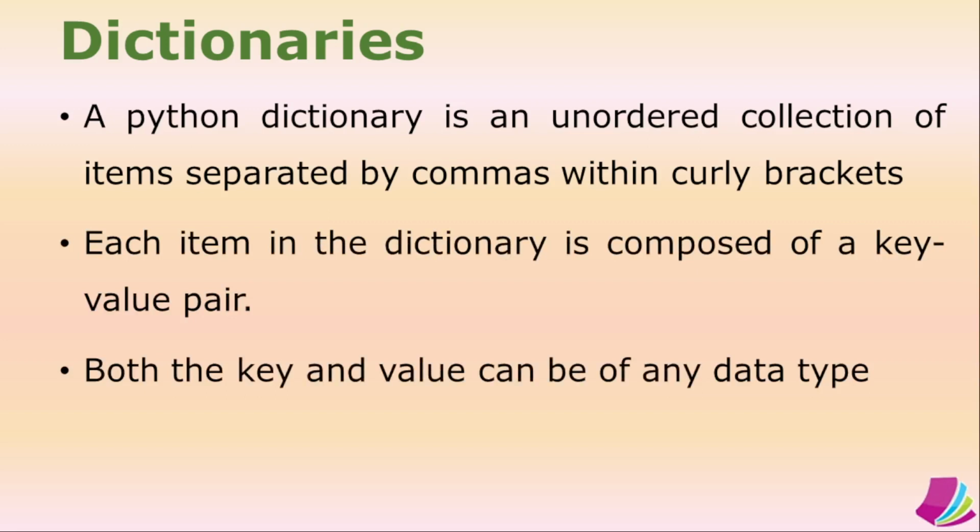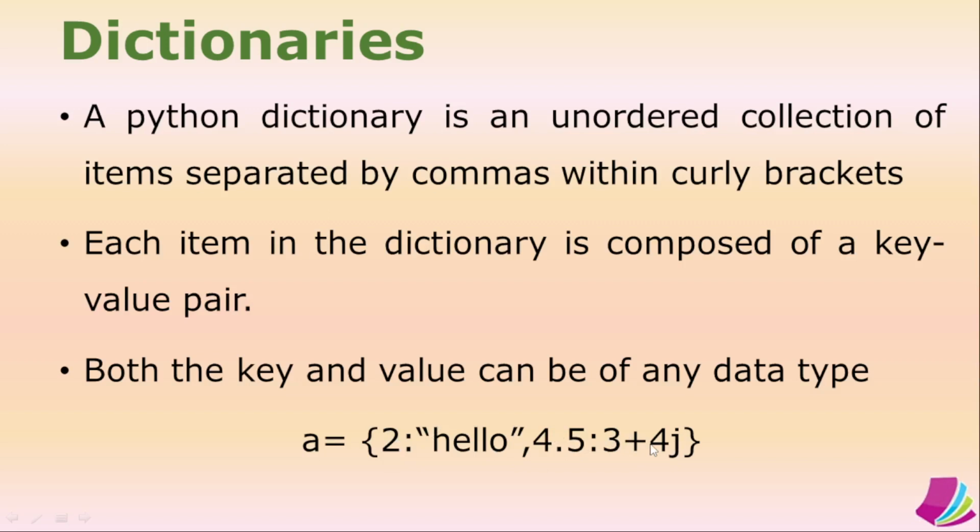Both the key and value can be of any data type, and here's an example. So this is how it is written: a key is to value. In the first entry, the key is 2 and the value is hello. And in the second entry, the key is 4.5 and the value is 3 plus 4j. So it supports any data type.